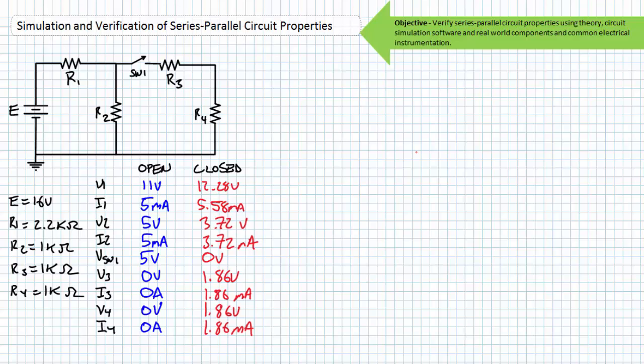Current through elements in a series path is the same. Voltage across paths in parallel is the same. For every rise there is a drop, and what goes in must come out.